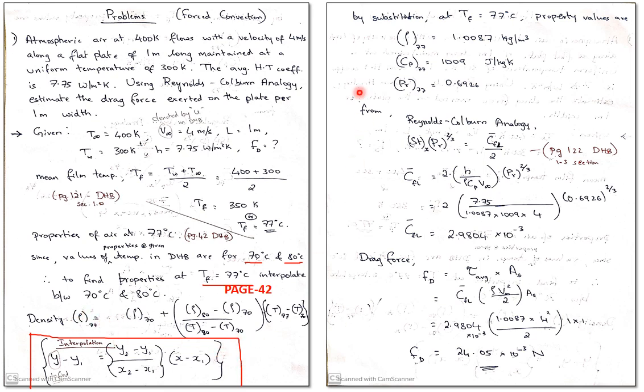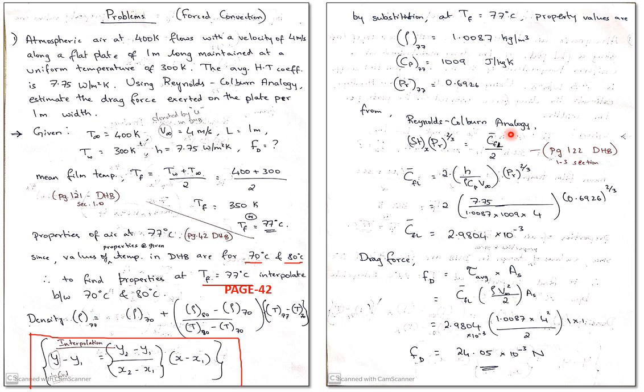Next, at 77 degrees Celsius, for example, density at 70 and density at 80, you have to note it down from page number 42. You have to substitute here, and T80 means 80 directly, and 70 here, 77 minus 70 degrees. If you substitute, you will get 1.0087 kg per meter cube for 77 degrees Celsius. Similarly you have to do it for Cp and Pr, which is the Prandtl number. Once you get the properties of the fluid, now use the formula, the Reynolds-Colburn analogy.